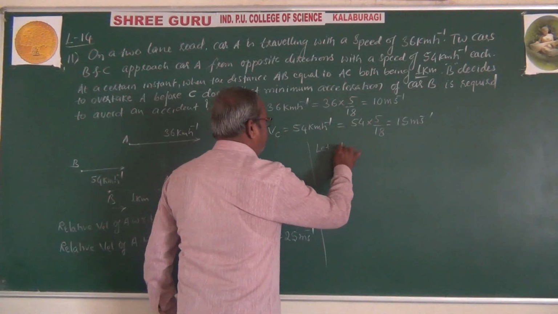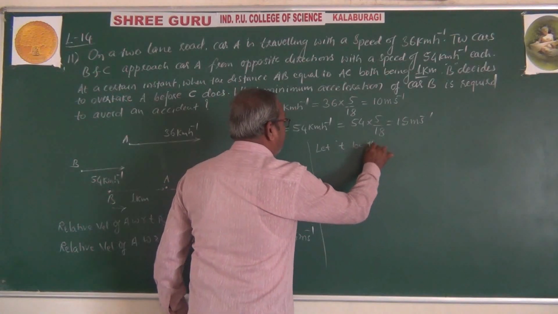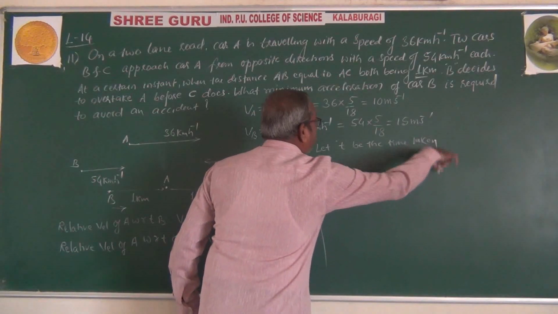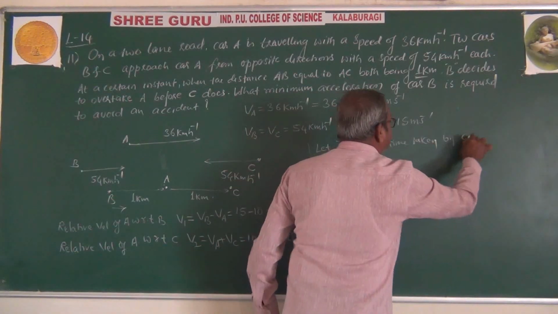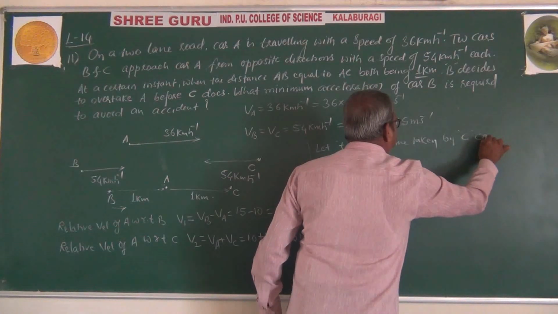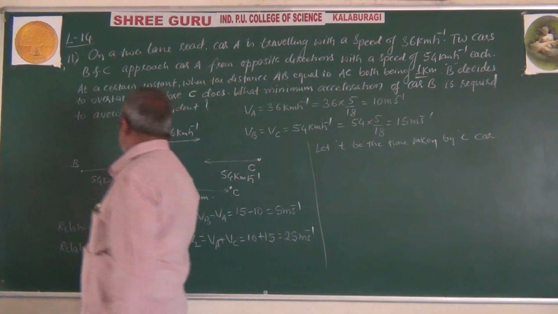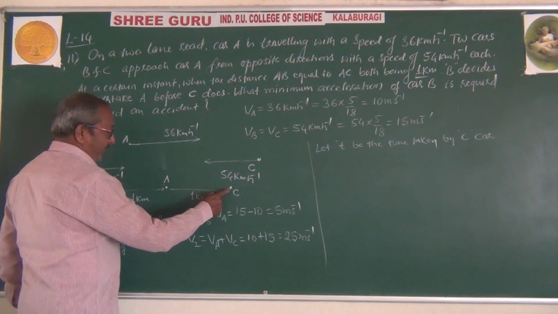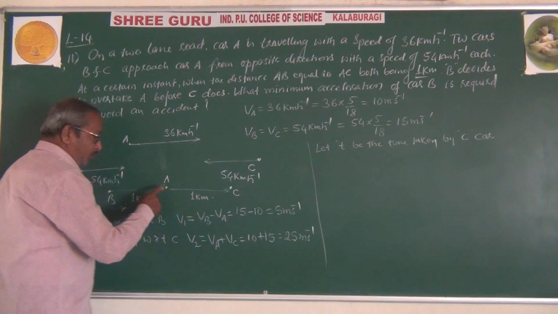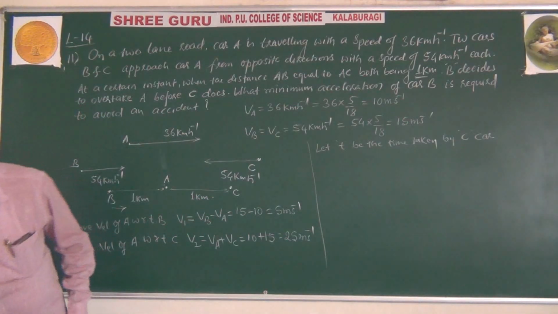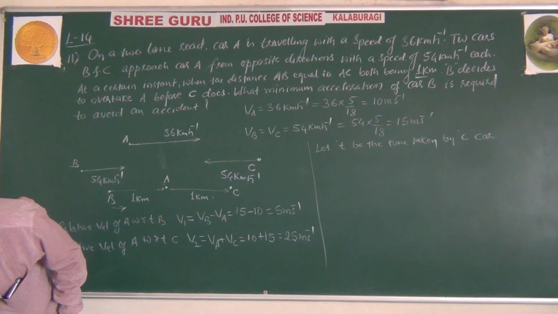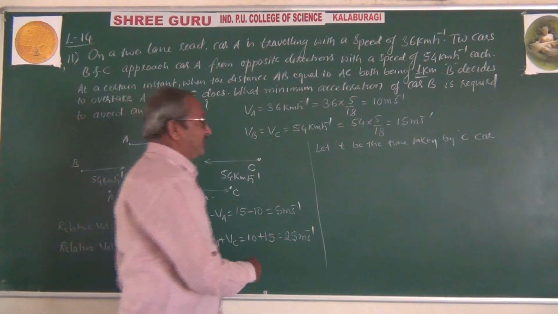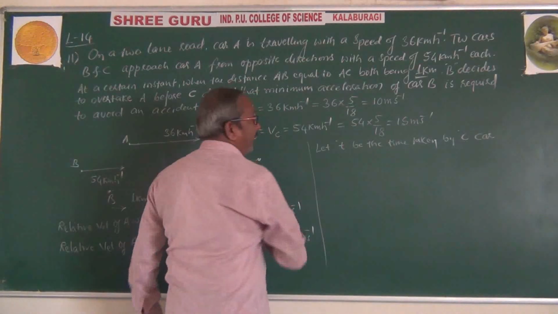Let T be the time taken by car C. T is the time taken by the car C to approach A. To approach A means it covers the distance C to A.